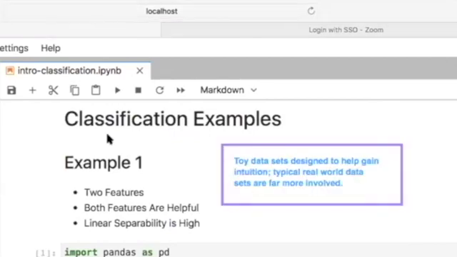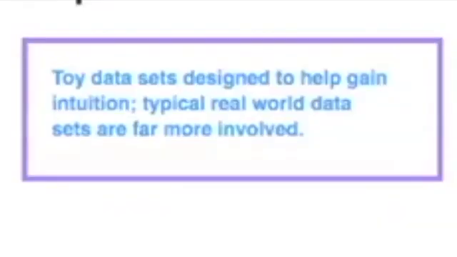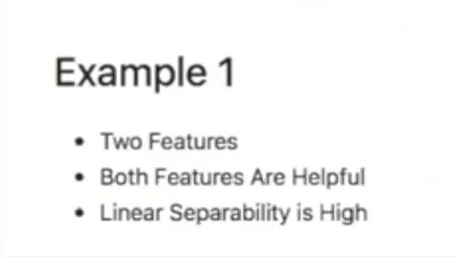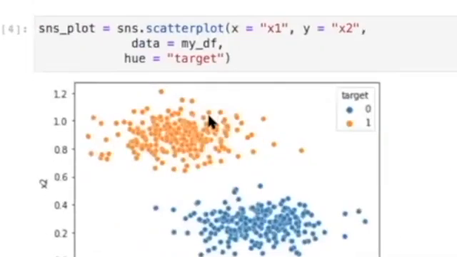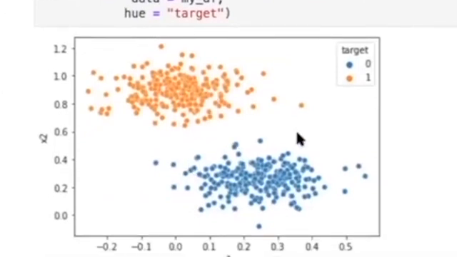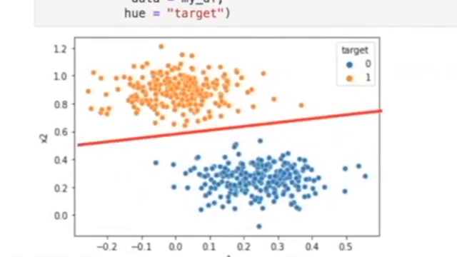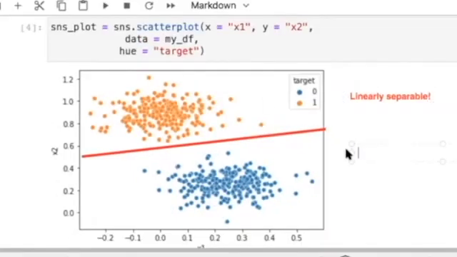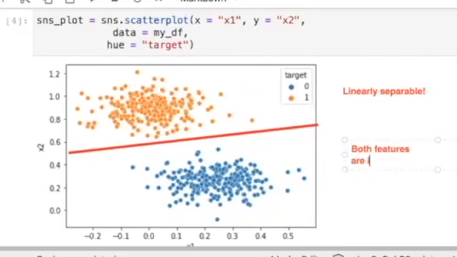Please note that these are toy data sets that are designed just to help you gain intuition. Typical real-world data sets are going to be far more involved. In the first example, we have two features. Both features are important, and linear separability is extremely high. If I create the data and do a scatter plot, color-coded by the target, I hope you can see that there is a clear line that would separate these based on the variables x1 and x2. So this data set is linearly separable, and both features are important or helpful to predicting target.